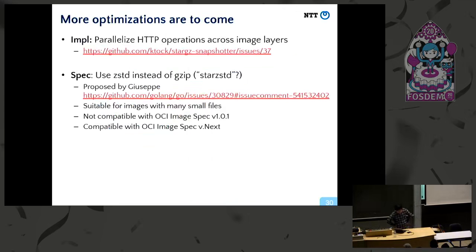And we are planning to do much more optimizations soon. For implementation, we are planning to parallelize HTTP operations across image layers. This was hard because of the design gap in the continuity plugin design, but I think we can improve in the coming weeks. And for specifications, we are planning to use ZSTD compression format instead of gzip. This was proposed by Giuseppe mostly for images with a lot of small files.